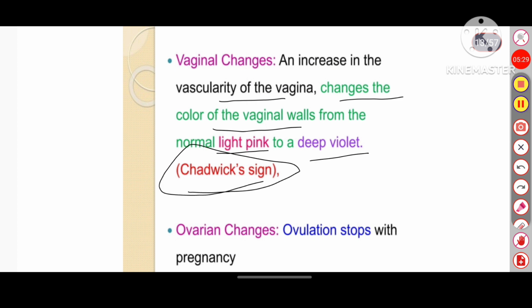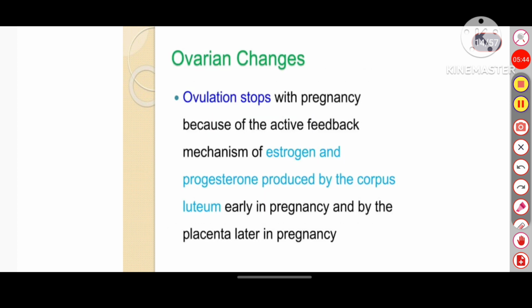Whatever I am telling you now, that is Hegar sign, Braxton Hicks contraction, and Chadwick sign, can also be asked as 2 marks questions. Next, you have to write the ovarian changes, that is, ovulation stops with pregnancy. It is mainly because of the feedback mechanism of estrogen and progesterone produced by the corpus luteum early in pregnancy, which is replaced by the placenta in later pregnancy.